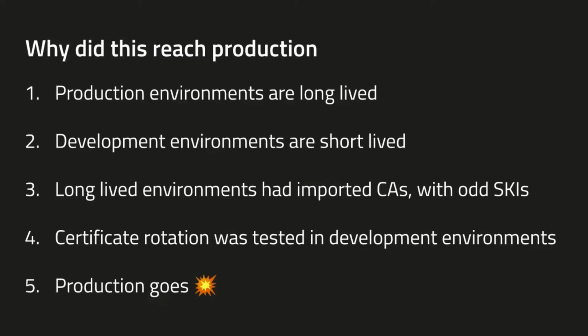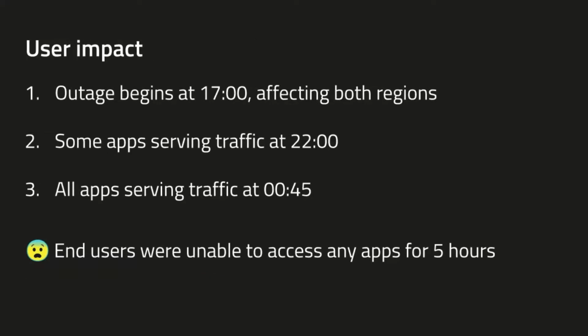When we implemented certificate rotation in CredHub, we tested them using development environments, and then tested certificate rotation using those same development environments that we used to implement CredHub. This meant that they didn't have the CAs with the odd subject key identifiers, which caused the code path to be different. This meant that when production underwent a certificate rotation a few months later, it went kaboom instead of certificates being smoothly rotated.